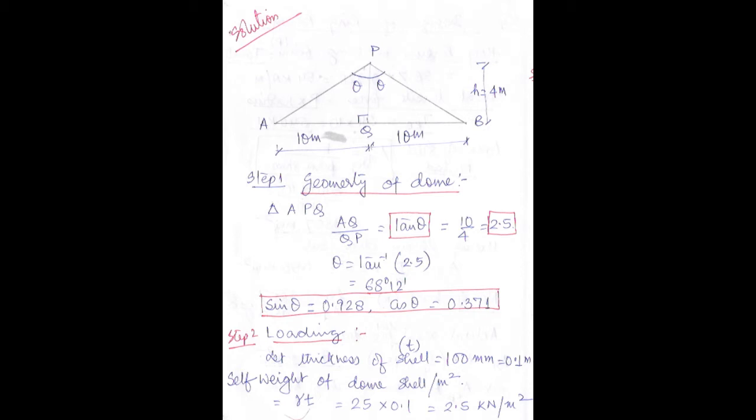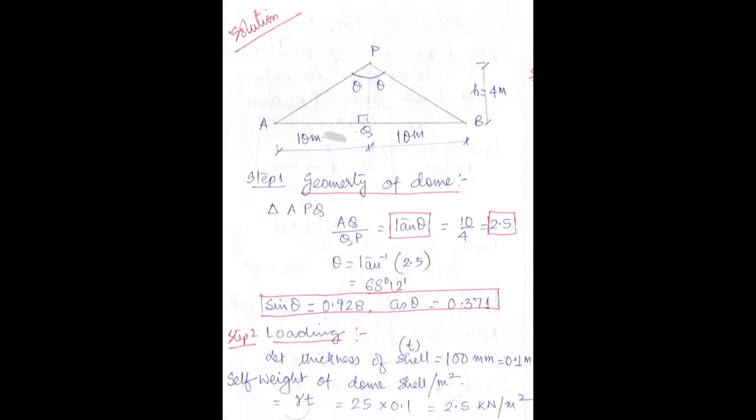Now please consider triangle APQ. In triangle APQ, I have shown that angle Q is 90 degree and angle APQ is theta. If we apply trigonometry, AQ by QP, that is perpendicular by base, is equal to tan theta. What is the value of AQ? 10. QP is 4. So 10 by 4 equals 2.5. Now theta comes out to be tan inverse of 2.5. If you calculate, you will get 68 degree 12 minute. So this angle theta value we have got.